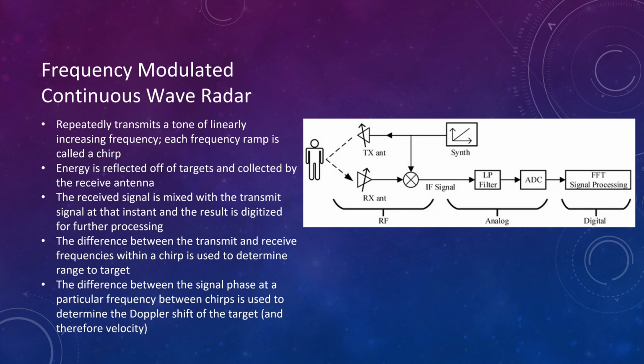Frequency modulated continuous wave radar repeatedly transmits a tone of linearly increasing frequency. Each frequency ramp is called a chirp. Energy is reflected off of targets and collected by the receive antenna. The received signal is then mixed with the transmit signal at that instant, and the result is digitized for further processing. The difference between the transmit and receive frequencies within a chirp is used to determine range to the target. The difference between the signal phase at a particular frequency between chirps is used to estimate the velocity of the target.